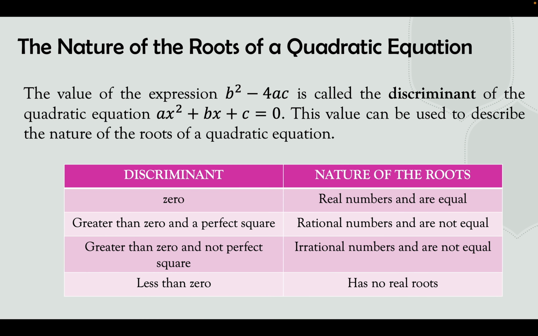The discriminant here we have in the left side and the nature of roots here in the right side. If the discriminant is 0, that means the nature of the roots is real numbers and are equal. If the discriminant is greater than 0 and a perfect square, the nature of the roots is rational numbers and are not equal. If the discriminant is greater than 0 and not a perfect square, the nature of the roots is irrational and are not equal. And if the discriminant is less than 0, that means the equation has no real solution.